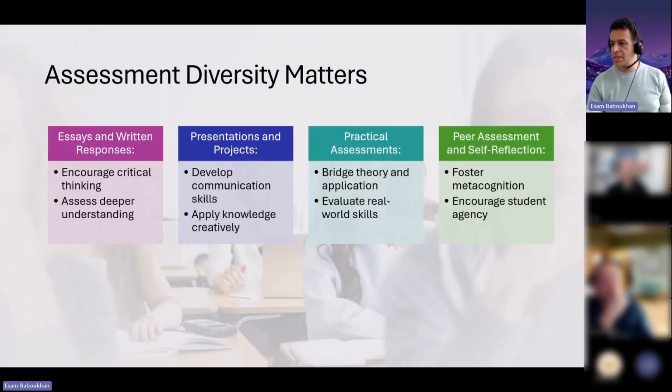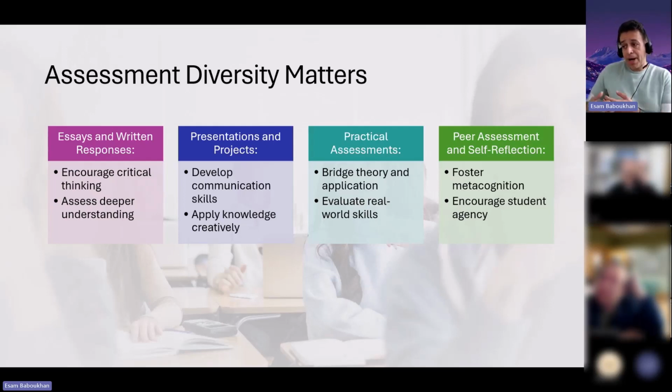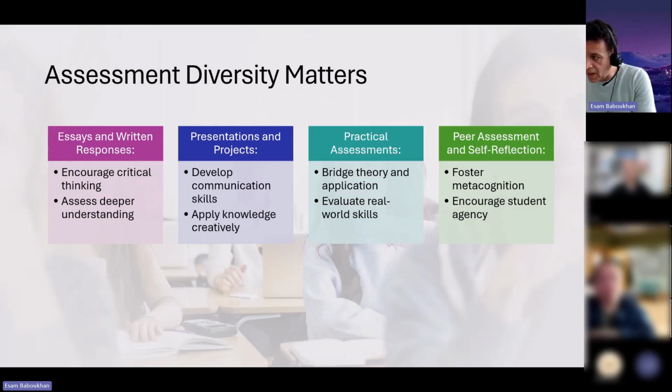So in this slide, we say embrace diversity in terms of assessment. Obviously there should be other forms of assessment where appropriate: essays and written responses, presentations and projects, which are probably a bit more AI resilient than the essays and written responses now, practical assessments, and peer assessment and self-reflection, which I think is an underutilized strategy that really does tick the boxes in Bloom's taxonomy, the higher end of the spectrum.